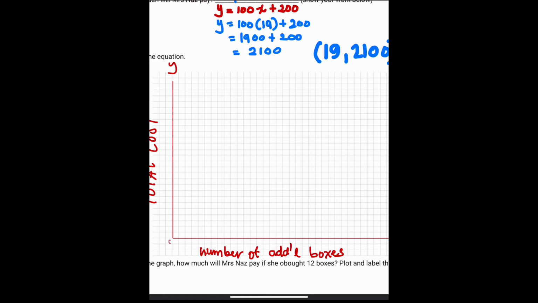So you can start with 0, then go in intervals of 5. 1, 2, 3, 4, 5. 1, 2, 3, 4, 5, that's 10. 1, 2, 3, 4, 5, that's 15. 1, 2, 3, 4, 5, that's 20. That's it. Okay?